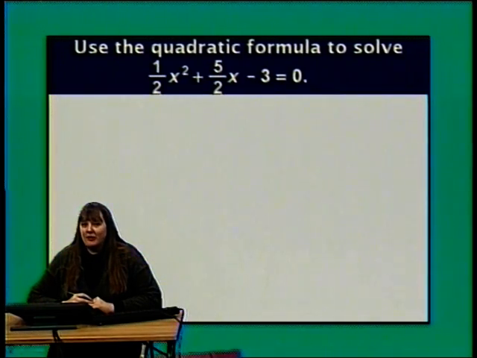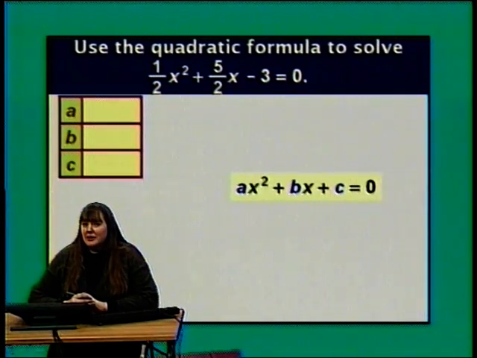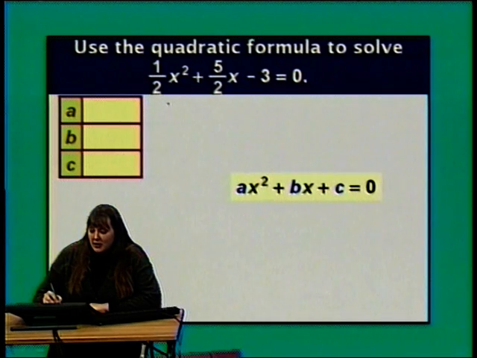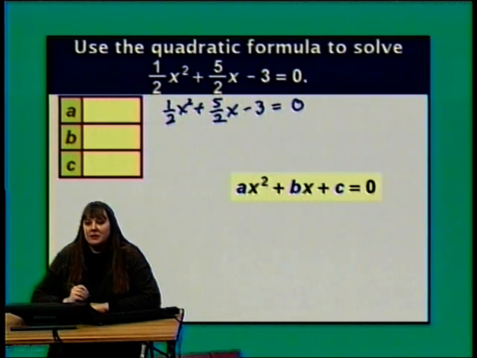So now let's use the quadratic formula to solve 1/2 x squared plus 5/2 x minus 3. While it is true that our equation is in the form ax squared plus bx plus c equals 0, it's going to be a bit of work using the quadratic formula with values of a and b, which are fractions. So I think what I'm going to do first here is clear the fractions. So I have 1/2 x squared plus 5/2 x minus 3 equals 0.